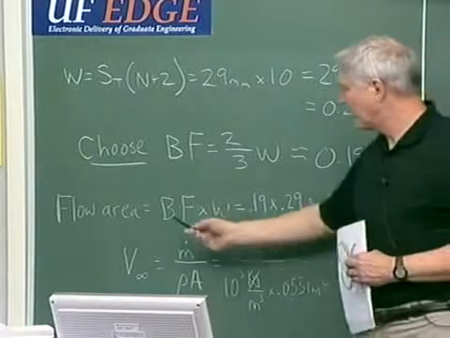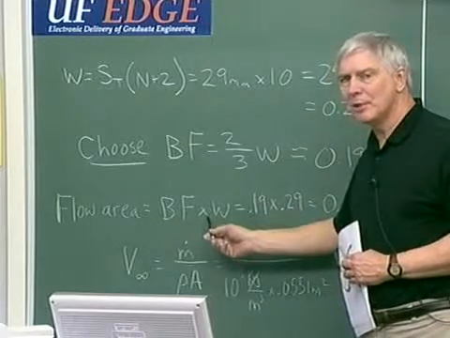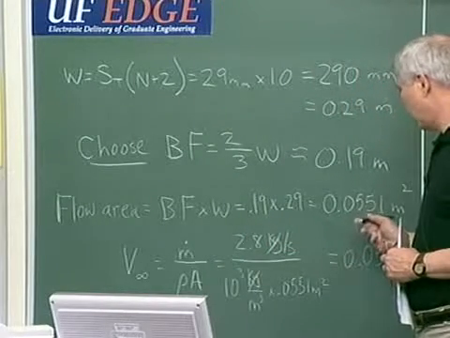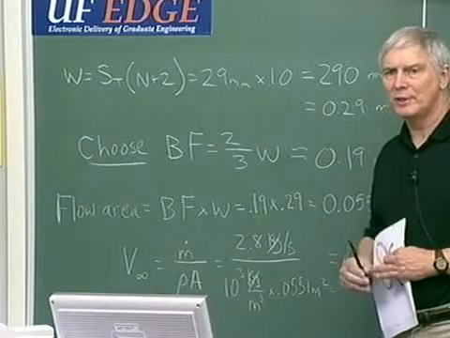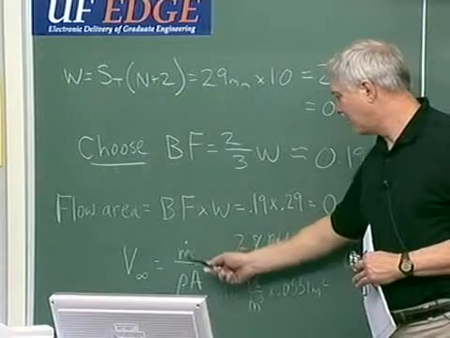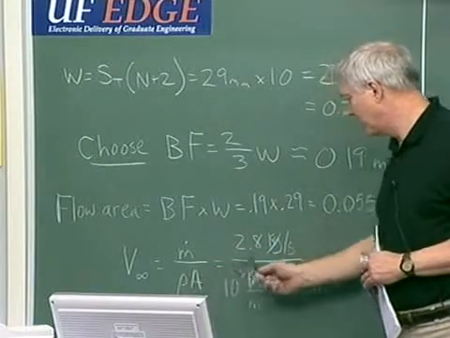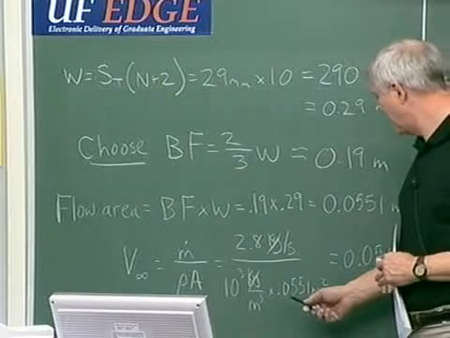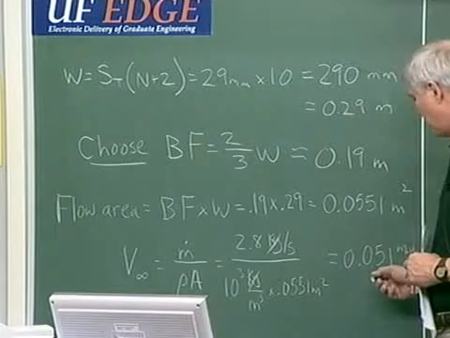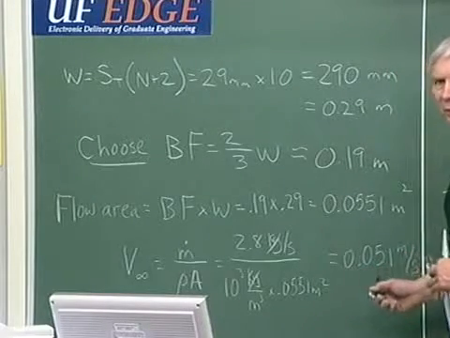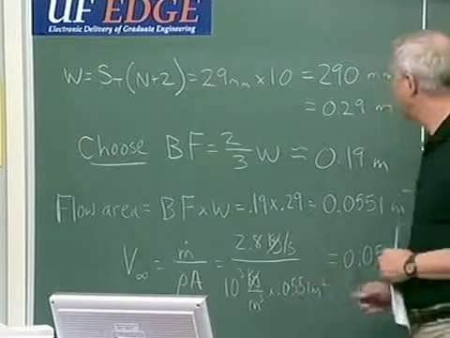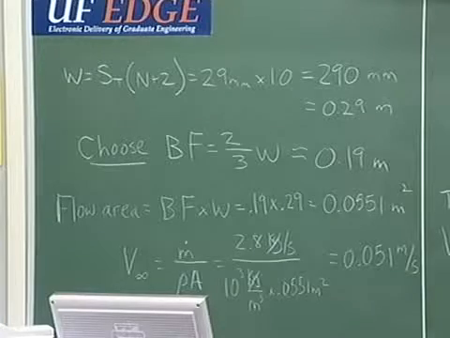So that means the flow area is then going to be BF times W, and so we calculate that, and it's 0.0551 meters squared, and now we can get V infinity. Okay, so this is the flow velocity approaching the tubes, and that's just equal to the mass flow rate over rho A. So we plug in our numbers, and we get V infinity is 0.051 meters per second. So that's coming into it, but we're not going to calculate the Reynolds number based on that V infinity. We have to find out what Vmax is. So we still need Vmax.